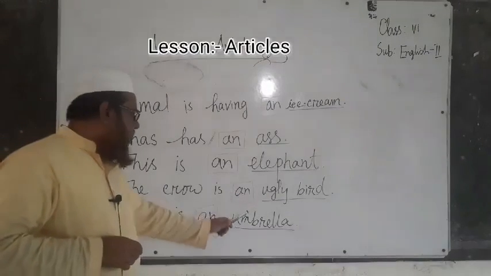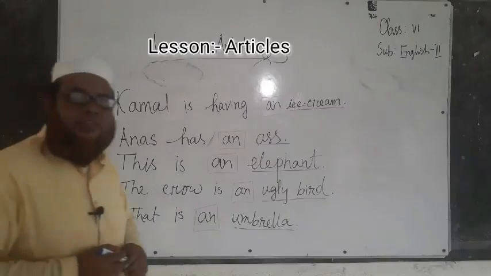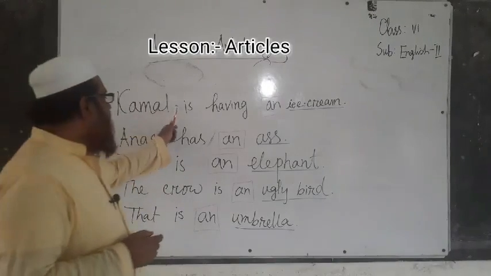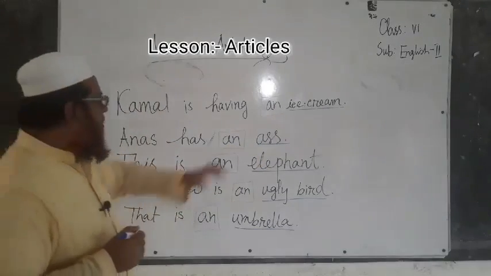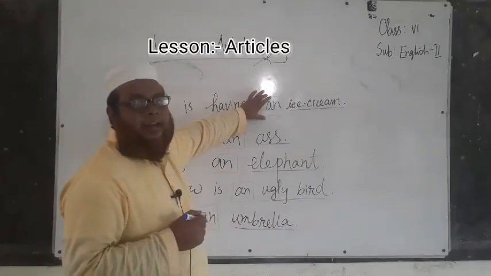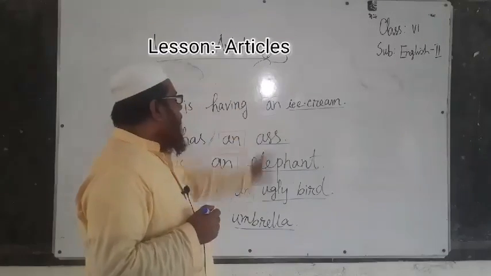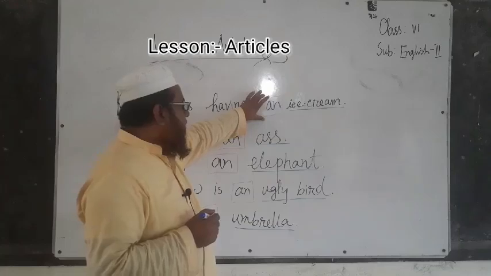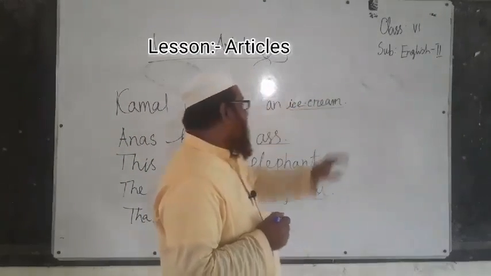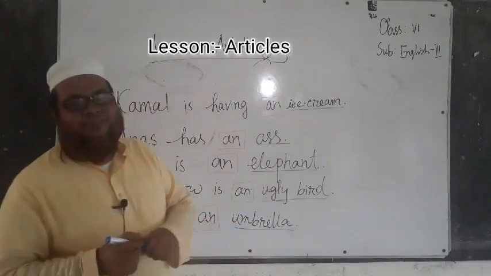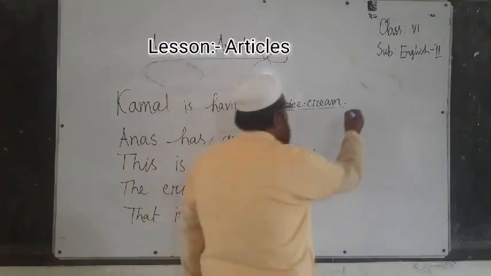That is an umbrella. My dear student, let us look again at the first sentence. Kamal is having an ice cream. In this word, the red marking word an, this word is an article. And we use the word before the blue marking word, and the blue marking word is ice cream. The word ice cream starts with I.